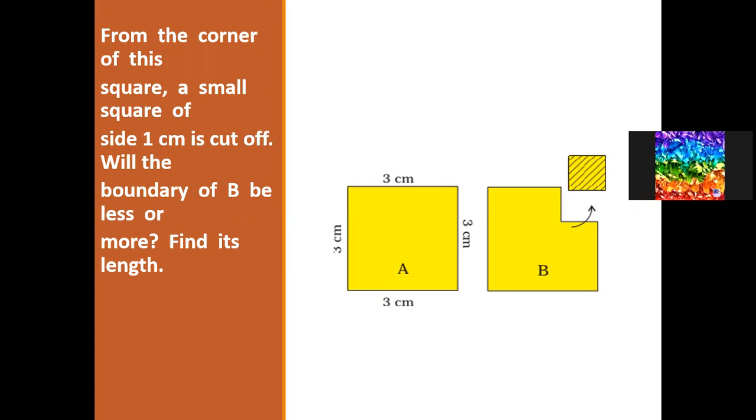A 1 centimeter square is removed, so how is it the same? If it is removed, it need not always be the same. Here, luckily, it is the same. In the next question, it will not be the same. Sometimes it will be the same, sometimes different. How different, the next question will tell you. Here it is equal because when this portion is removed, these lines are still there. It is equal here only, not always.